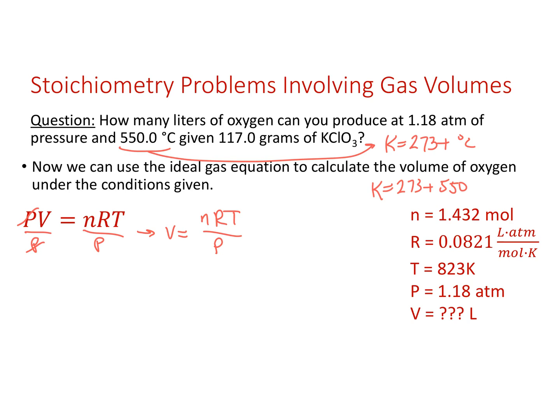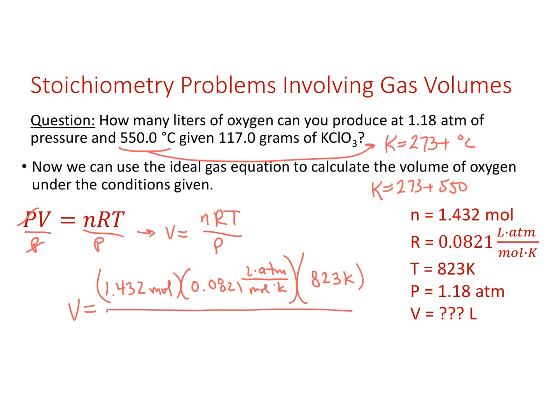Now I can plug in to determine the volume of this reaction when I have 1.432 moles of oxygen produced. My universal gas constant, 0.0821 liters atm per mole Kelvin, times my temperature, 873 Kelvin, all over my pressure of 1.18 atm. Multiply and divide, I get a volume of approximately 82 liters of oxygen produced.